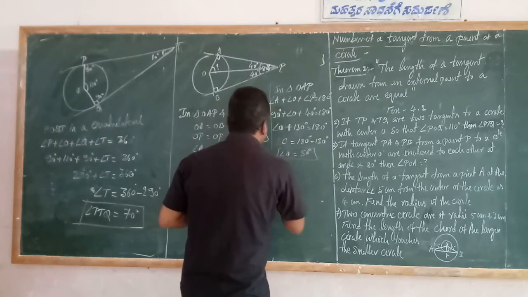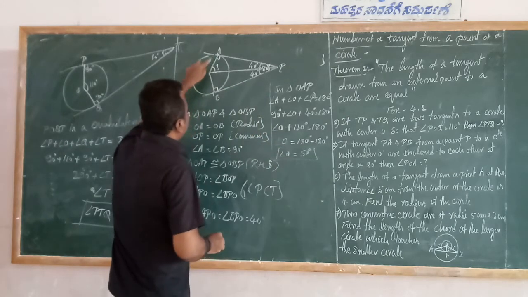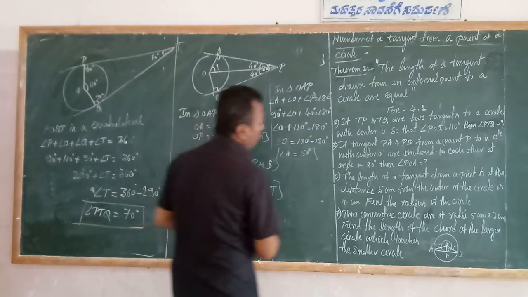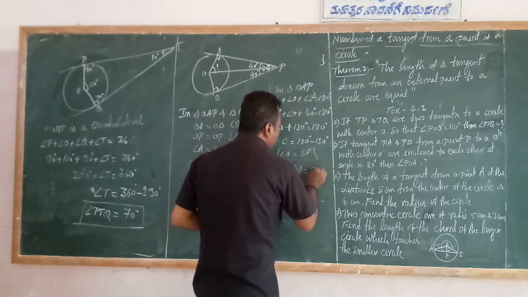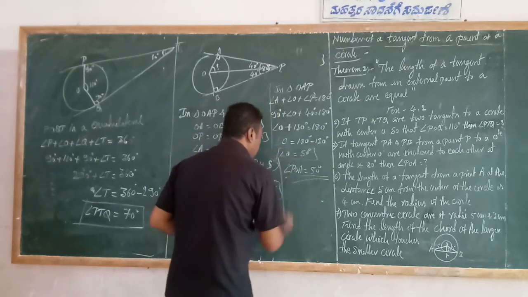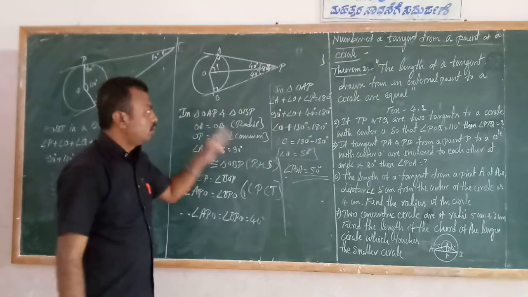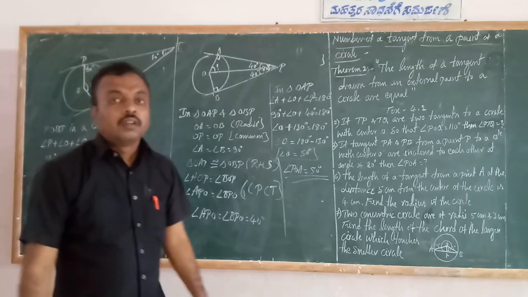Therefore angle AOP, or POA, both are the same. Angle POA is how many degrees? 50 degrees. Have you understood? So like this we have to find it out.